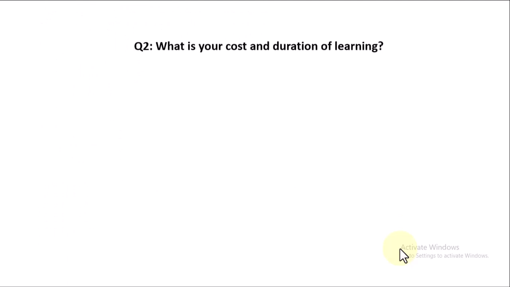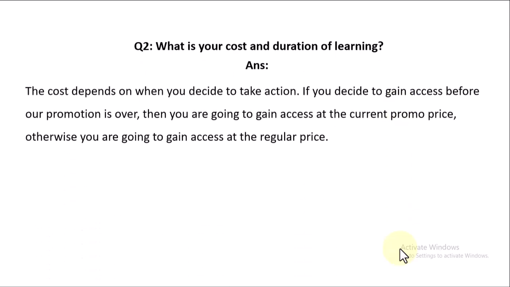And this is another question that some of my students always ask. And here is the answer. The question is, what is your cost and duration of learning? The answer I normally give them is, the cost depends on when you decide to take action. If you decide to take action today, then you gain access at the current price. Otherwise, if you decide to come back tomorrow, then the price you see on my page is the price you are going to get. And that means the price can always go up at any time.